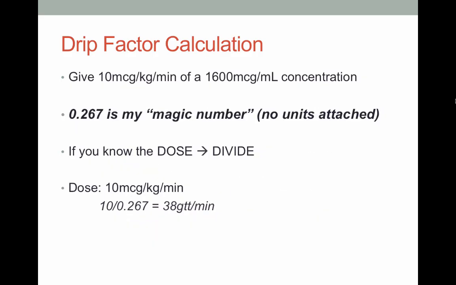And remembering what to do with our magic number, if we know the dose, then we divide, and I do know my dose. It's 10 micrograms per kilogram per minute, and I know my magic number, so I'm going to divide the dose by my magic number. And do 10 divided by 0.267, and I get 38. And remember that the number you get out of that division is always your infusion rate, your drops per minute. So I get 38 drops per minute. And if we think back to our longer dopamine calculation, this is the same exact number that we got.